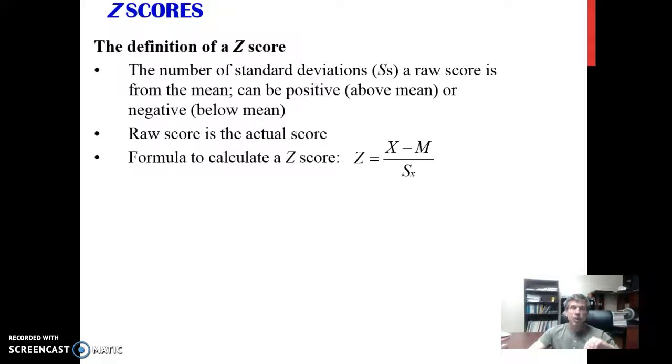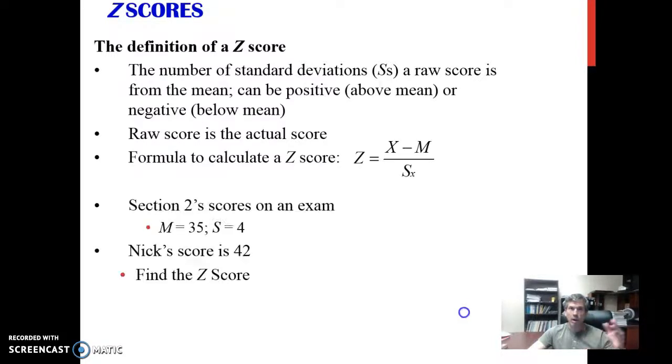So let's say we wanted to take the same formula since we wanted to compare Sarah and Nick. Let's say we wanted to calculate a z-score for Nick. Nick's individual score is 42. Again, his test was worth fewer points. The average score in his class is 35. The standard deviation is 4. So we have new numbers to plug into this formula, but it's the same calculations. We have 42 minus 35. That gives us 7. That's Nick's deviation score. He's 7 points above average for his class. We divide by the standard deviation, which is 4, and we get a z-score of 1.75. That means that Nick is 1.75 standard deviations above average for his class.